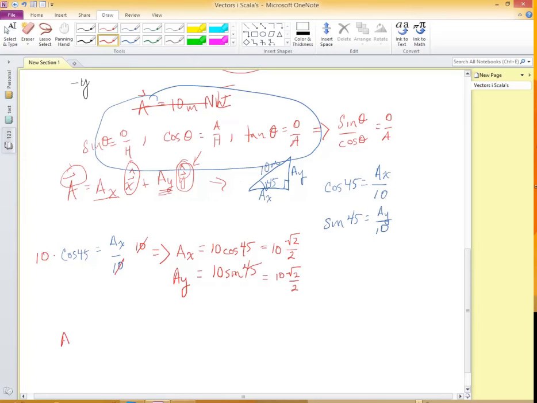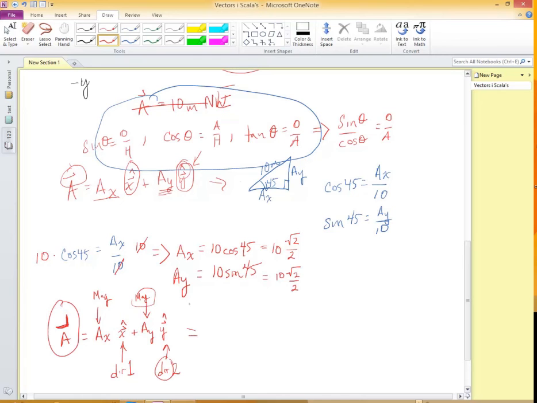So if I have my original vector A that I drew up there, it has, remember, an x component in the x direction and a y component in the y direction. This is my magnitude. This is my direction. And if I have magnitude and I have direction, then that means I have a vector.